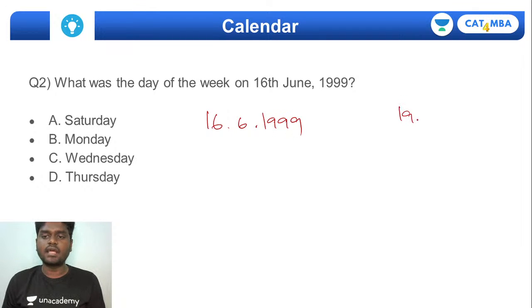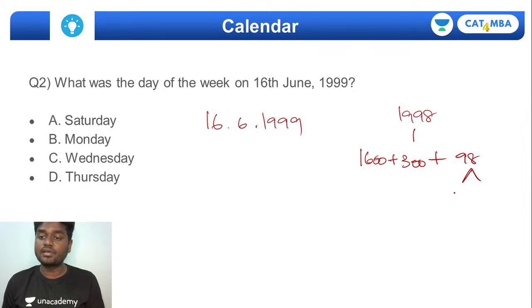So quickly, I'll be doing n-1 for the year, right? n-1 means I'll have 1998 years. If I divide this, I'll get 1600 plus 300 plus 98. So only for 98, if I try to find the number of leap years, I'll have 24 leap years, and the rest, 74, will be normal years. So this is leap year, this is going to be normal year. And if I try to find the number of odd days here, it's going to be 48 plus 74. If I do, I'll get how much?